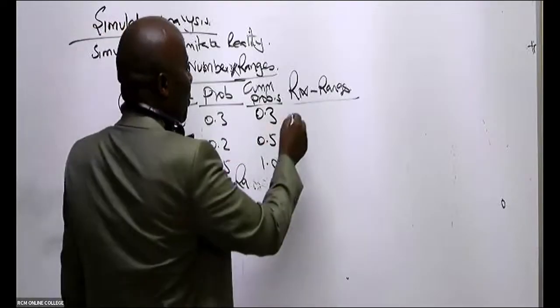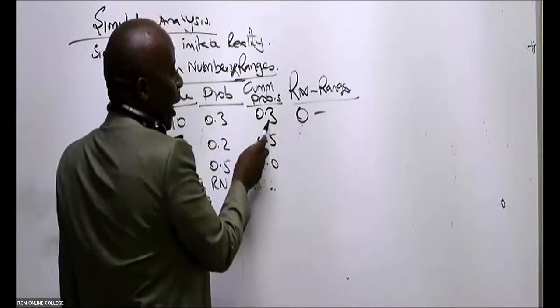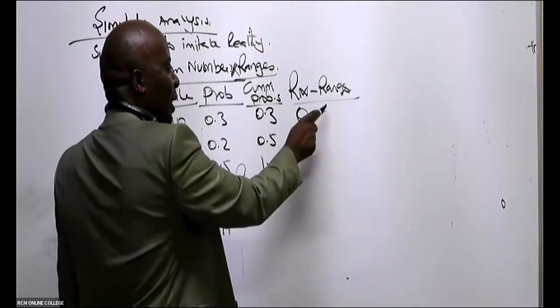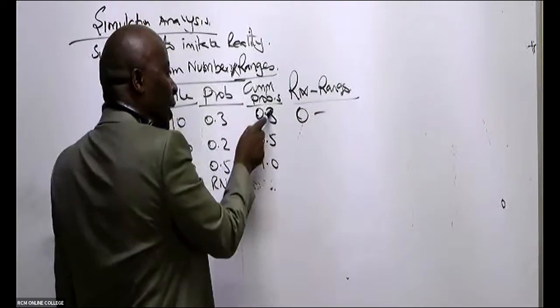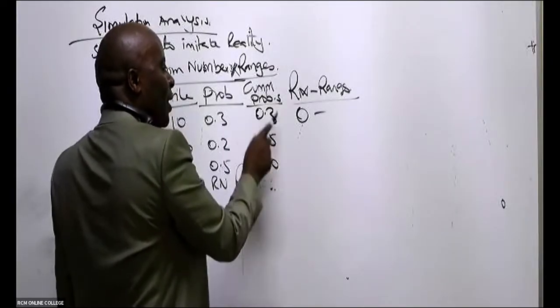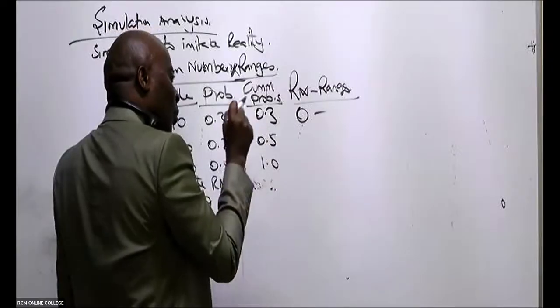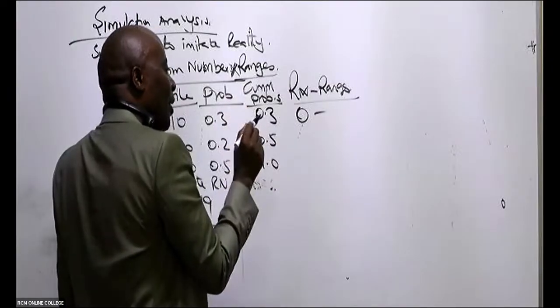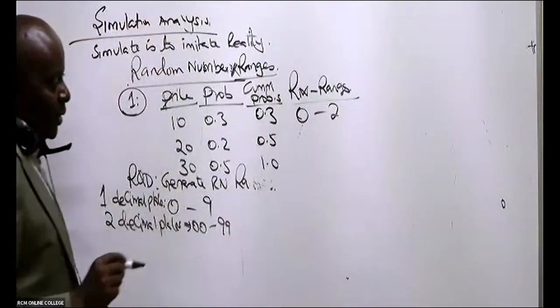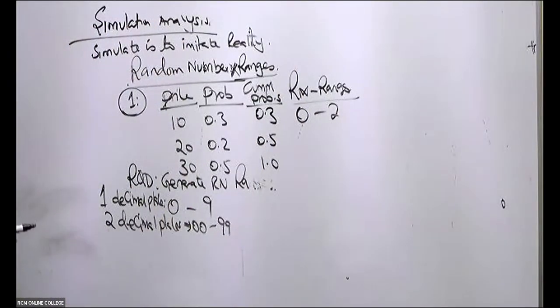So the first class will be 0 all the way to the upper limit. Upper limit is 3. To get the upper limit for the range, you take this 3 as if it's a whole number, and then you take away 1. You deduct 1. So 3 minus 1, that gives me what here? Somebody gives me 2.